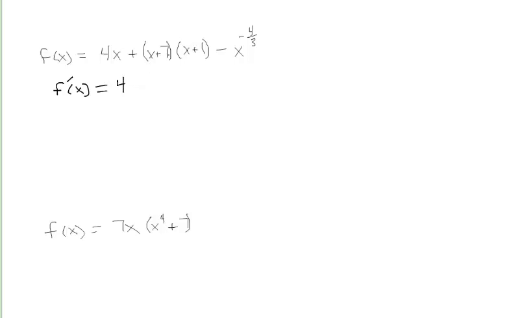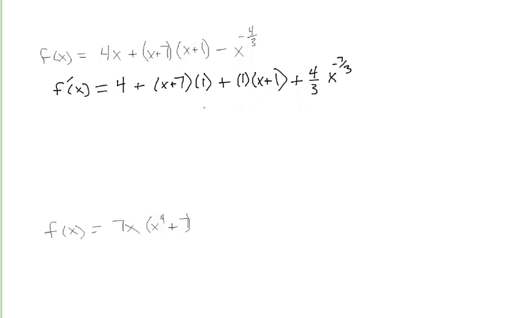And now here, the second term, we have the product rule. So now we'll use the product rule, which is f of x, x plus 7, times the derivative of g of x, which in this case is 1, plus f prime of x, which is 1, times g of x, which is x plus 1. And then the derivative of this last term is also the power rule. So we have negative 1 times negative 4/3 gives me plus 4/3 x to the negative 7/3. Subtract 1 from the exponent.